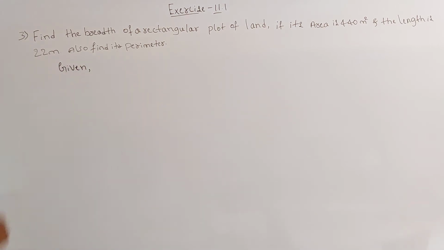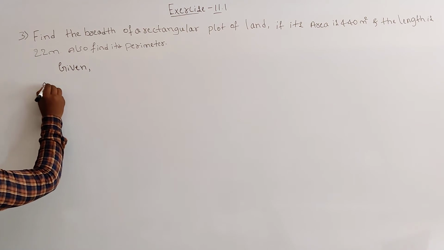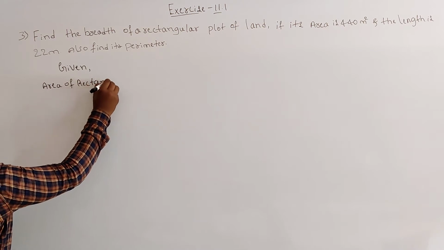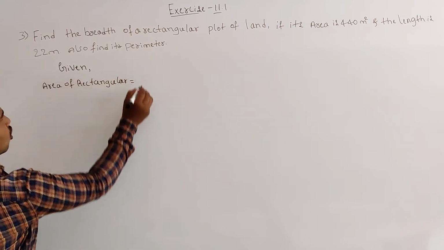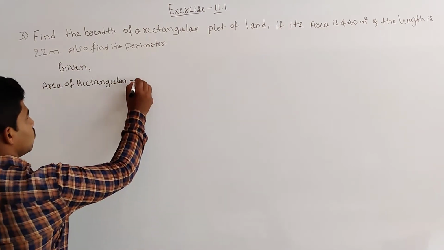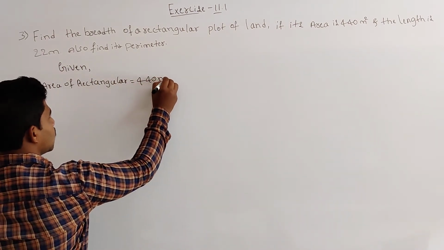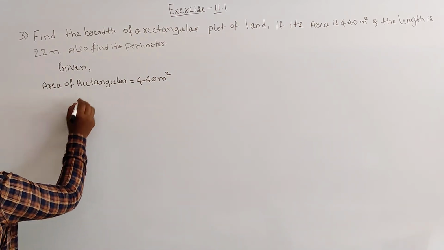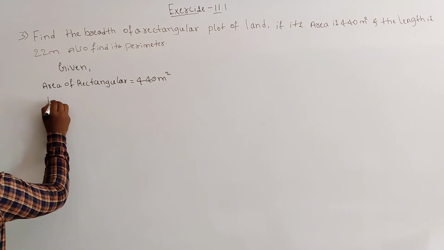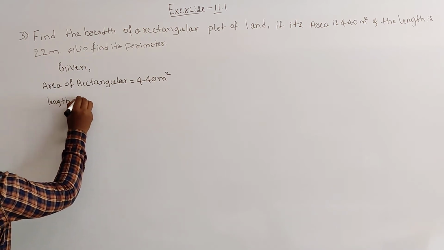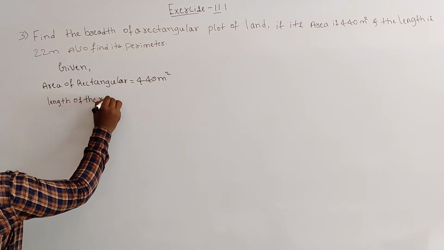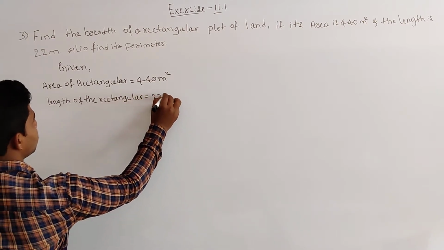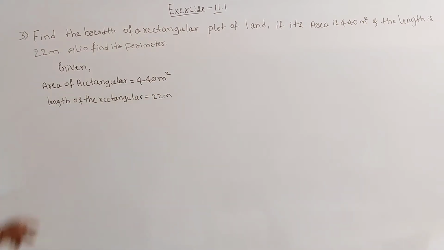They are given the area of the rectangular plot. How much are they given? 440 meter square. And they are given the length of the rectangle. How much is the length? 22 meters. They asked to find the breadth of the rectangle.